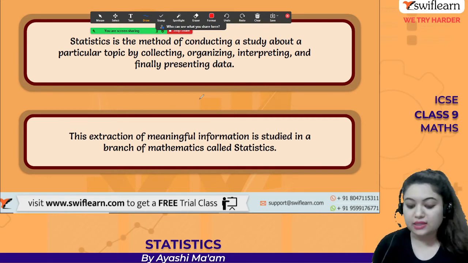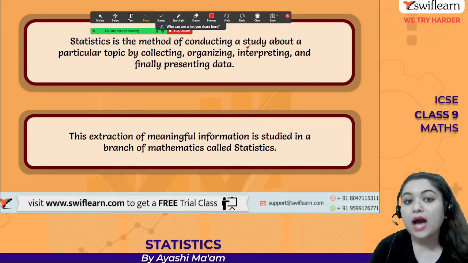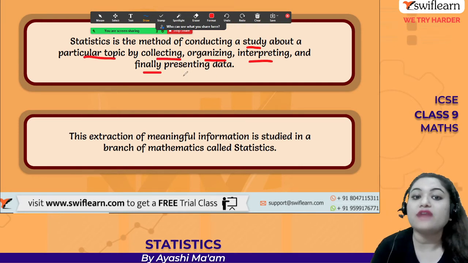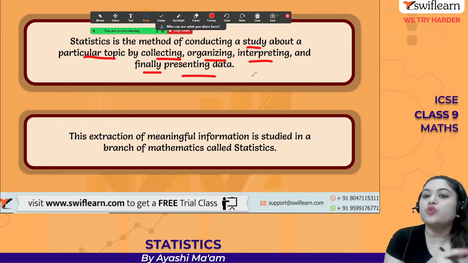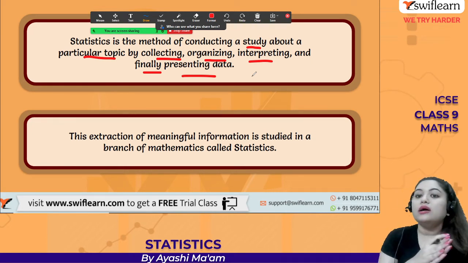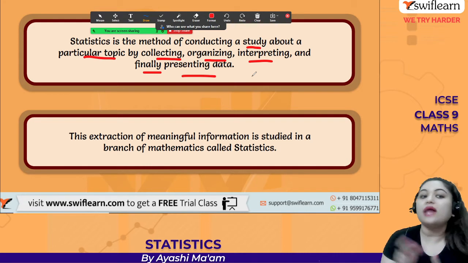Statistics is the method of conducting a study about a particular topic by collecting, organizing, interpreting, and finally presenting the data. Suppose you are entering into a classroom, you want to understand about the different heights of different students.